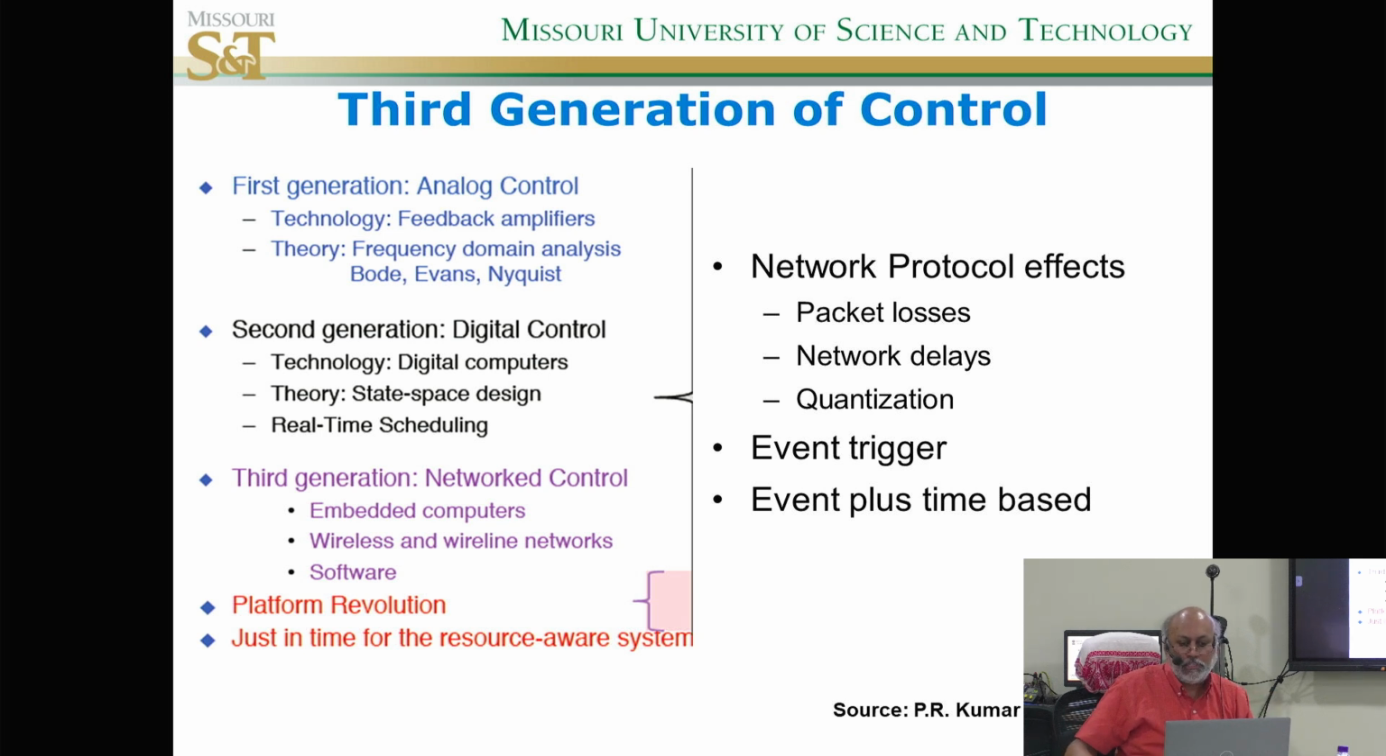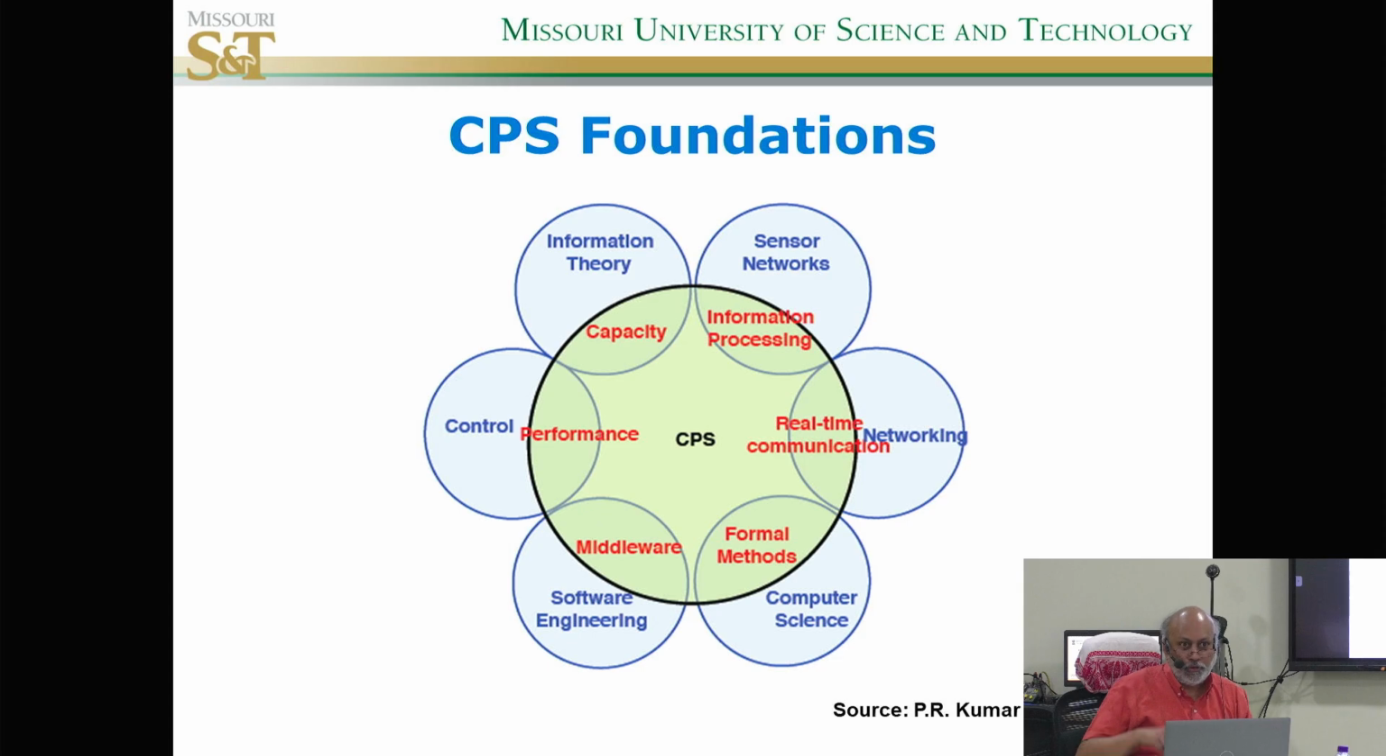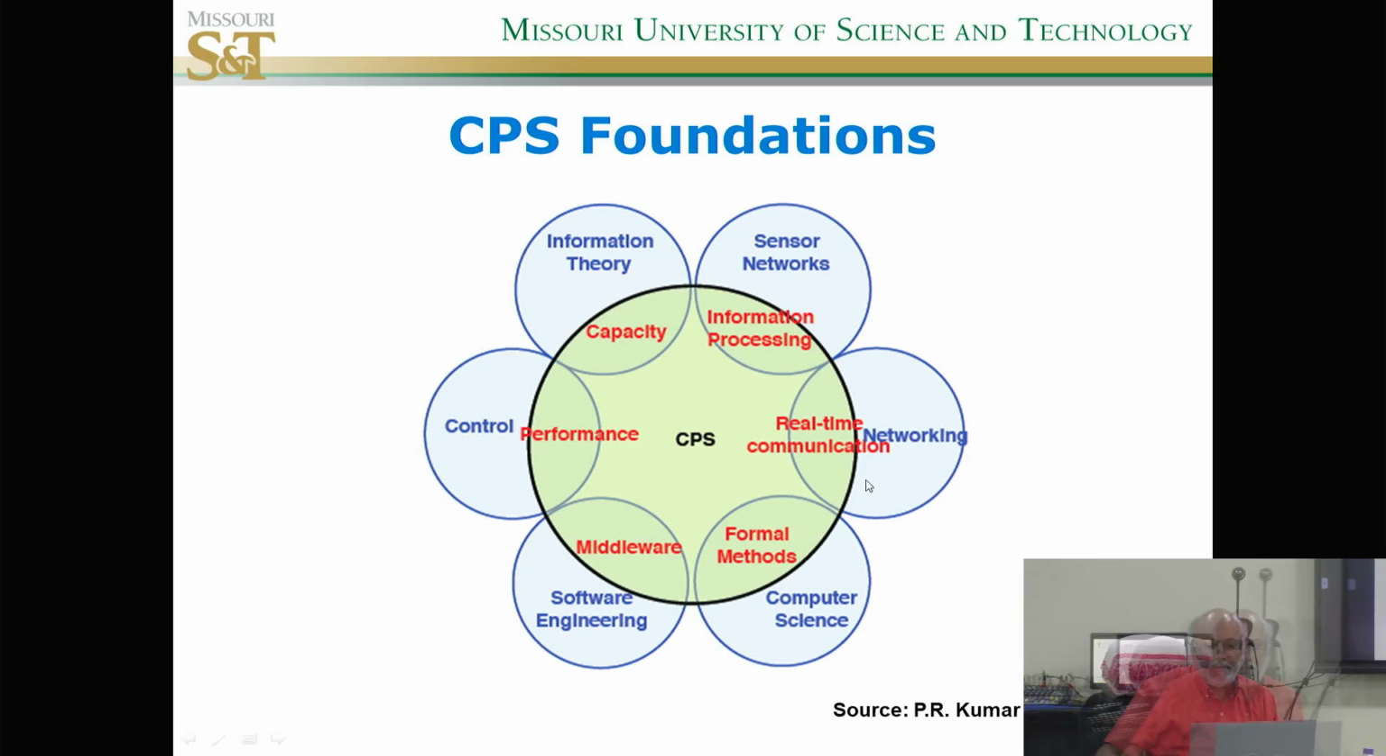Okay, so this basically led into what we call event trigger, event plus time based. So this is the third generation. The network control systems is the third generation or the fourth generation of control. Okay, so if you need to do the cyber physical systems, you need all this background. It's an interdisciplinary field of computer science, control, communications, software engineering, and networking.